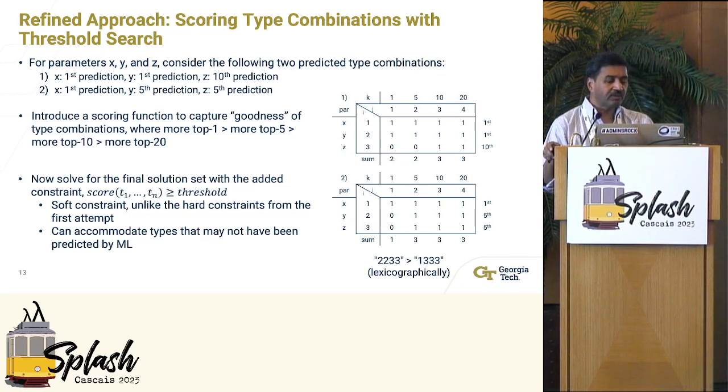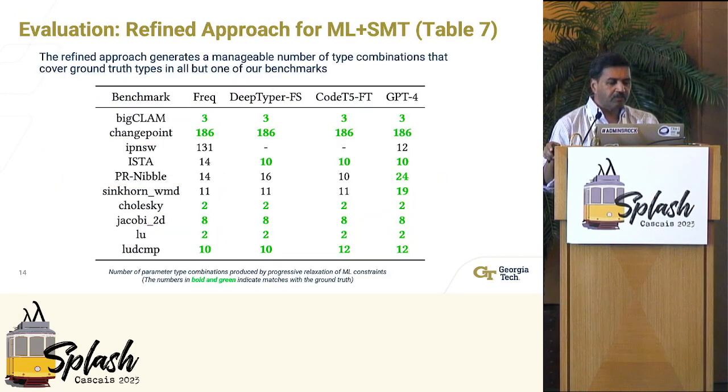And this is a softer constraint. It can even accommodate some types that were ignored or not predicted by the ML system. So with the refined approach, and there are a lot of details in the paper, we find that we are down to a manageable number of types. And in the GPT-4 case, we can see that the numbers vary from 2 to 186. And it turns out that 186 is totally manageable. The results will show you actually generated 186 versions.